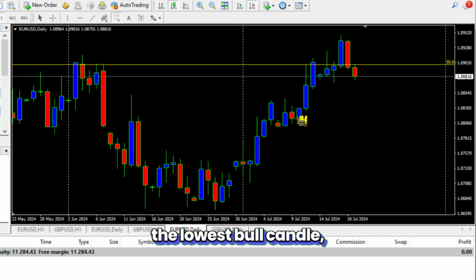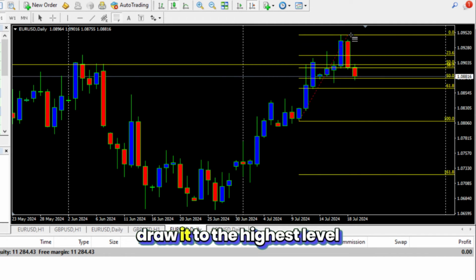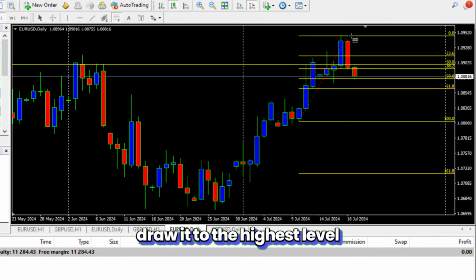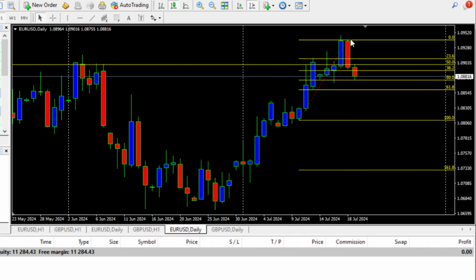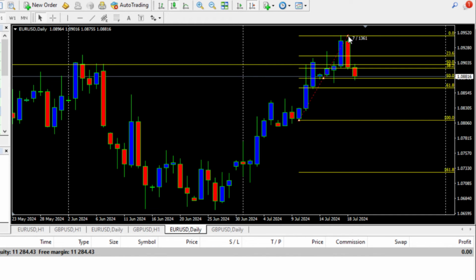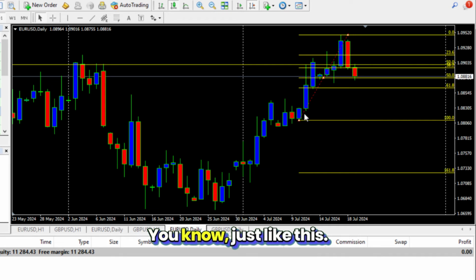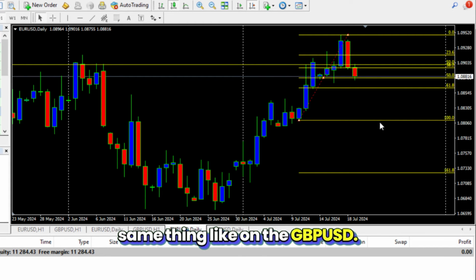the lowest bull candle, draw it to the highest level, just like this. Let me take that up properly. Just like this. As you can see, it's already at the 50 level. You can use a stop loss for this zone and place a buy, and we see how that plays out. Nonetheless, if it continues, we do the same thing as on pound USD. This is a strategy I recommend we watch, at least currently, because it seems to have clearly gone above this zone, and it seems to be retesting it.